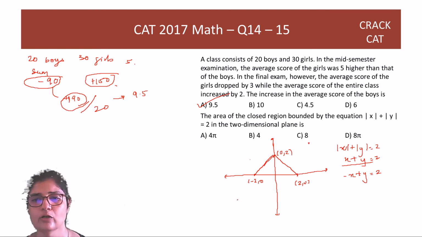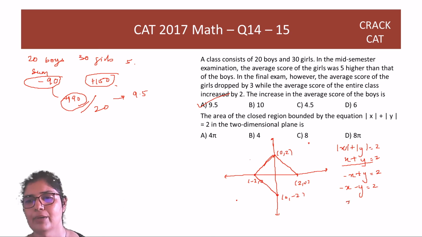Now for the third quadrant, both are negative. So the equation actually becomes minus x minus y is equal to 2. So the 2 points are -2, 0 and 0, -2. So this is your third quadrant line. Fourth quadrant line will be plus x because x is positive and minus y is equal to 2. It's going to be this line.